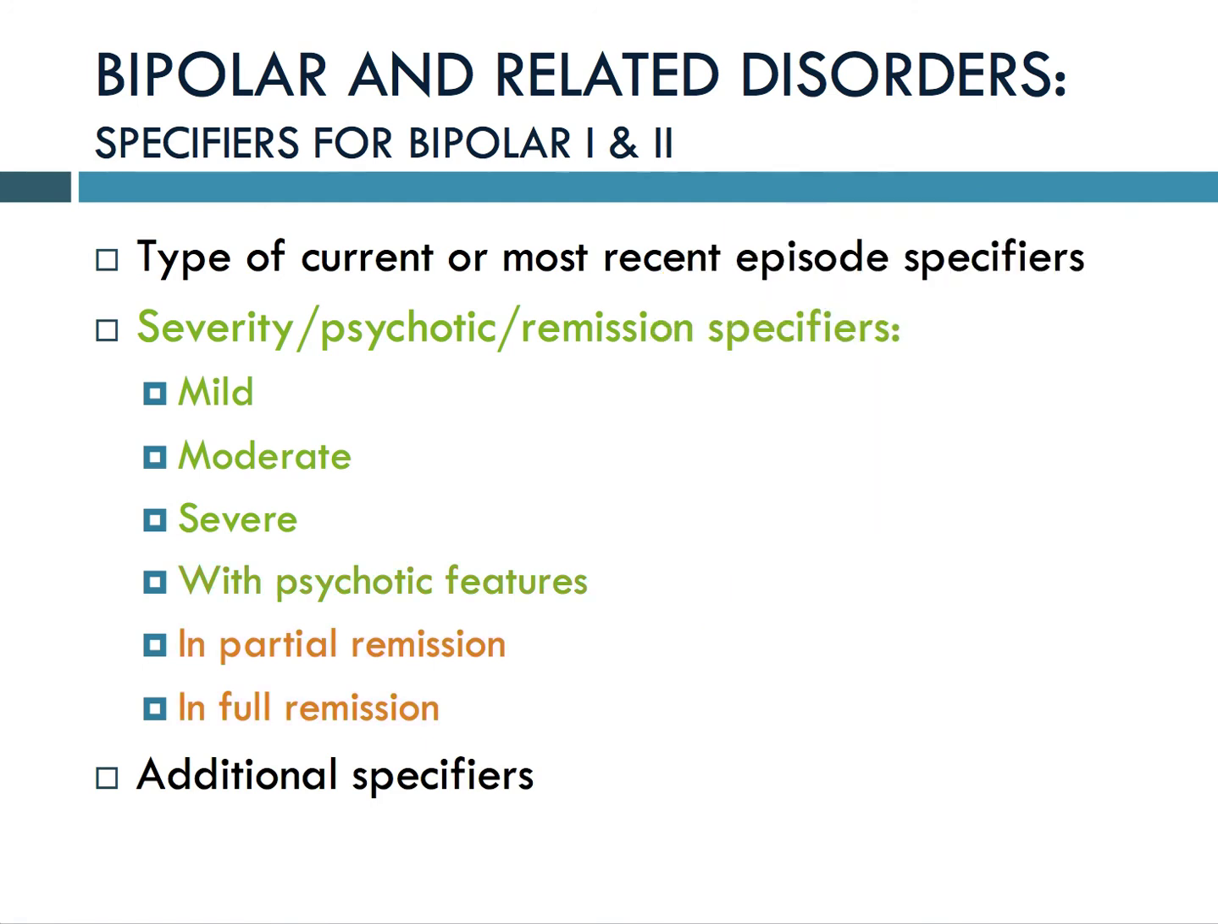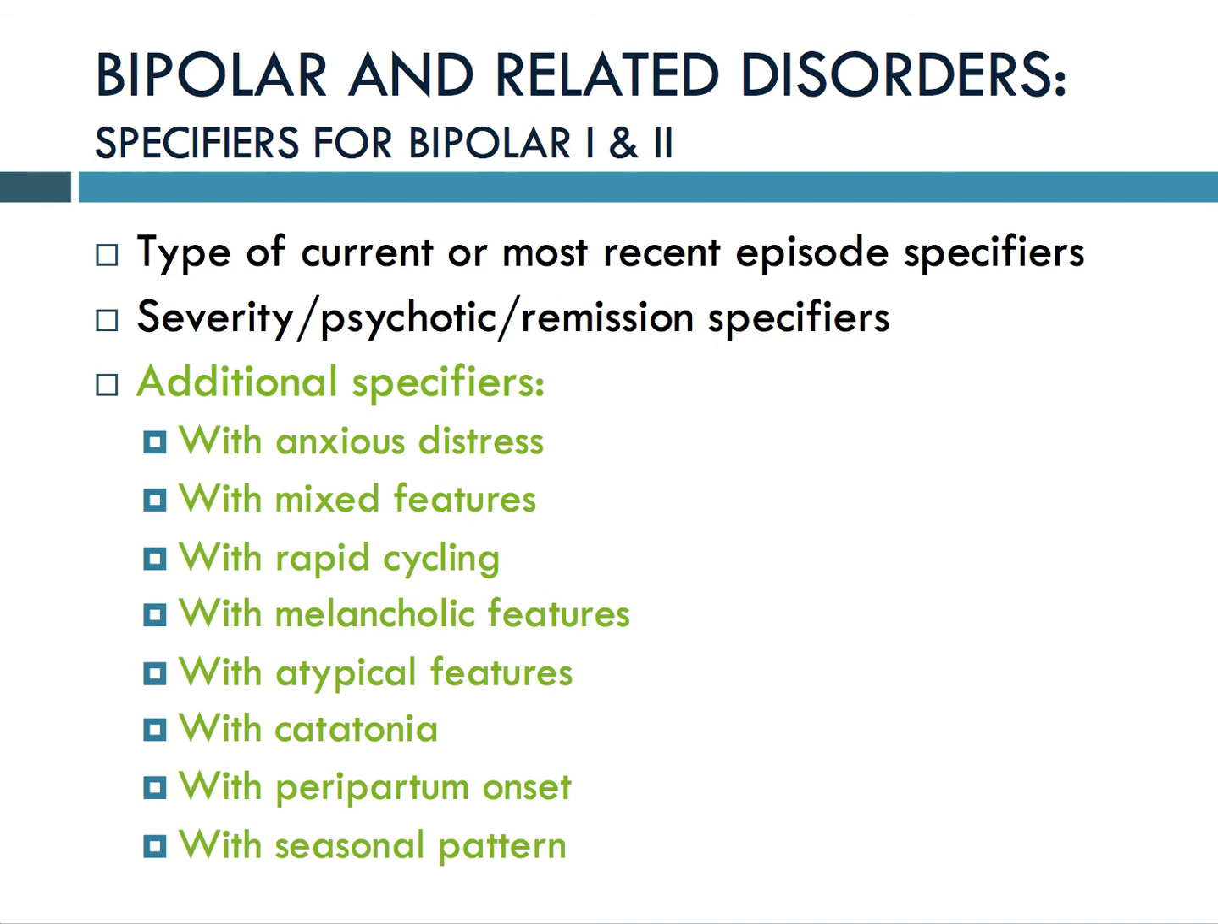In addition, if the person is no longer having symptoms but did in the past, then I can specify the disorder as in either partial or full remission. Partial remission means that the person still has some symptoms that are negatively affecting their life, but not enough to meet diagnostic criteria. Full remission means that none of the symptoms are present to the extent that they are negatively affecting the person's life. Finally, there's a whole slew of additional features that can be specified.